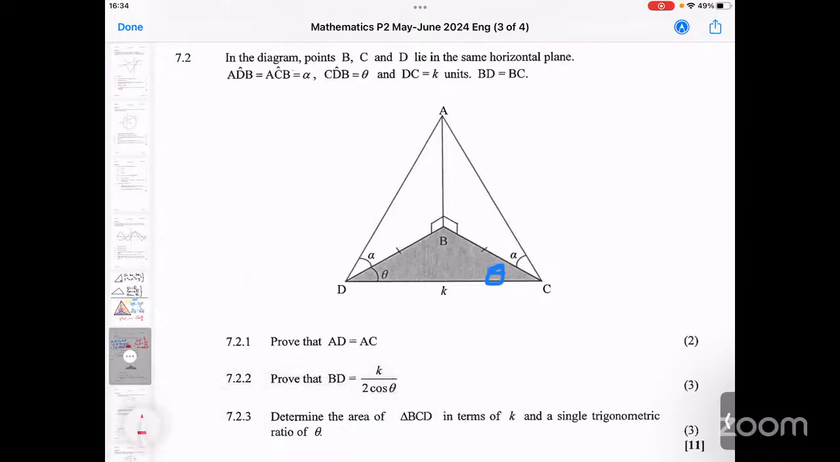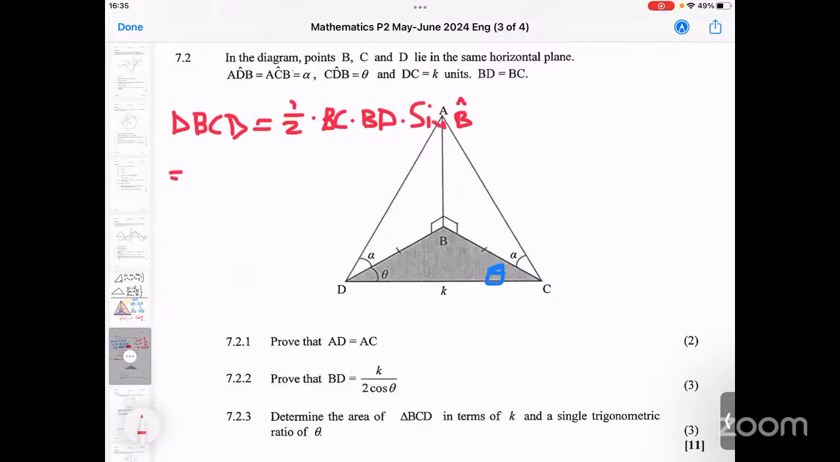Okay, yes. So, sir, I would say triangle BCD is equal to half times BC times BD times sine of angle B. Yes, I agree with you on that formula.